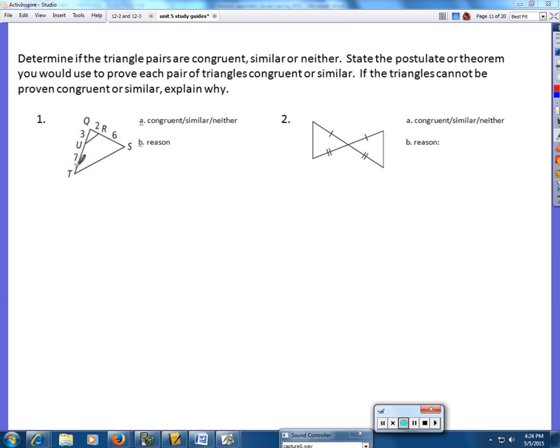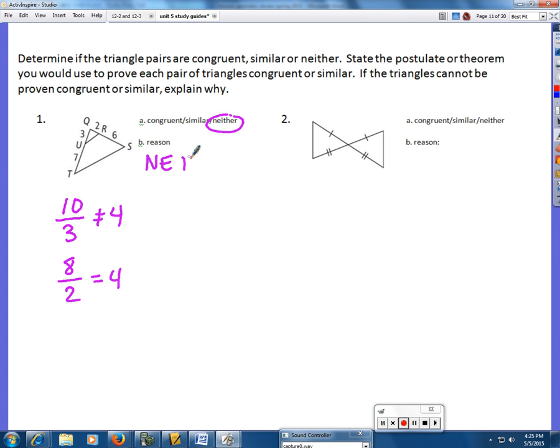adding the two pieces of each side for the big triangle, so that would be 10 over the little triangle. And I want to see if that is the same as the other side, which would be 8 over 2. Well, that equals 4. This does not equal 4. So neither would be the answer. Not enough information. NEI would be the reason.